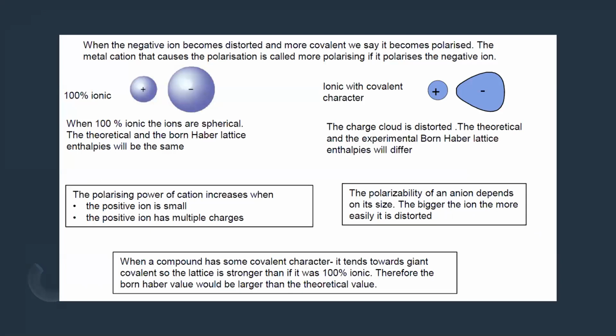So you can see here the same thing which I explained just now: if it is 100% ionic, there is no distortion. In that case, the theoretical value of the lattice energy and the practical value of the lattice energy will be the same. But in practice, what happens? In a negative ion, the electrons shift towards a positive ion. We call that distortion, also known as covalent character of an ionic compound. So when a compound has some covalent character, we'll find that there's a difference between the theoretical lattice energy and the practical lattice energy.